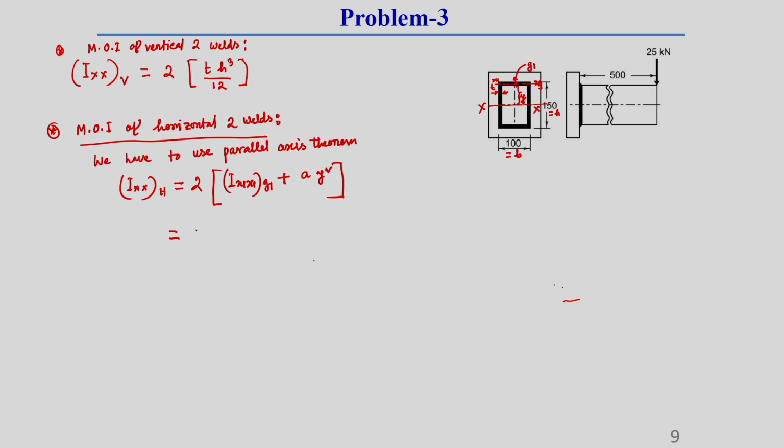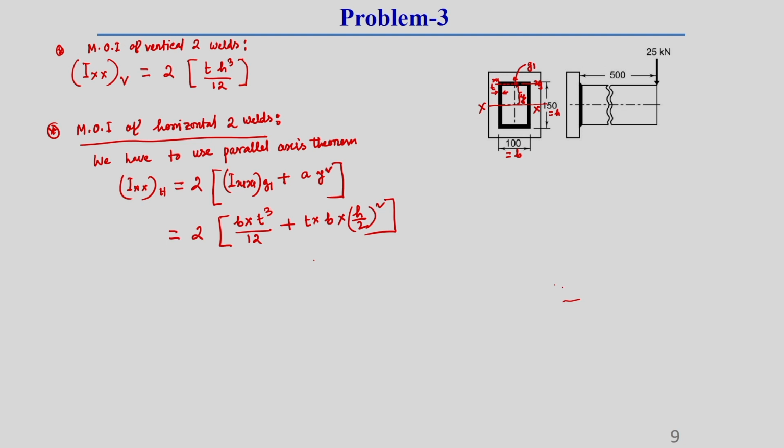Okay. So, this will be equal to, directly I am putting here, I x1 will generally be b into t cube divided by 12, plus the area of this weld, small a, will be t into b, and y will be here h by 2, so h by 2 whole square, correct.